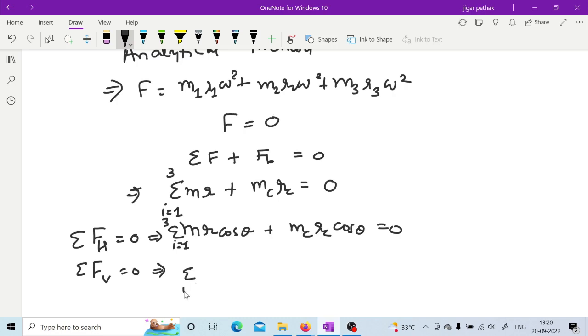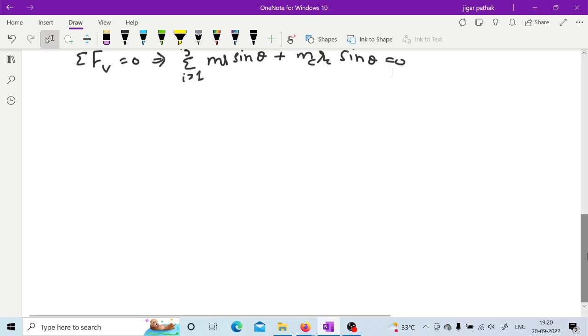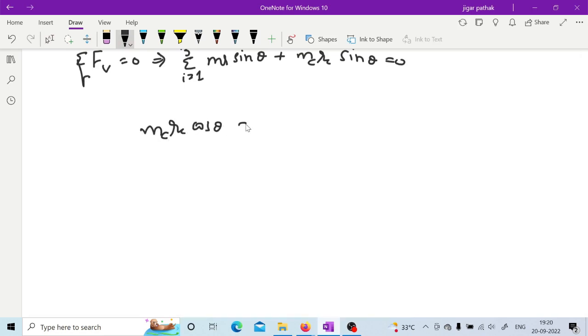Okay. Now here for vertical direction, sigma i equal to 1, 2, 3, mr sin theta plus mcrc sin theta must be equal to 0, right? So what happens is, here you will get the value of that mcrc cos theta. It will be minus mr cos theta. I am not writing that 1, 2, 3 and all, now you can understand, or 1, 2, n, whatever we can write as per the given problem.